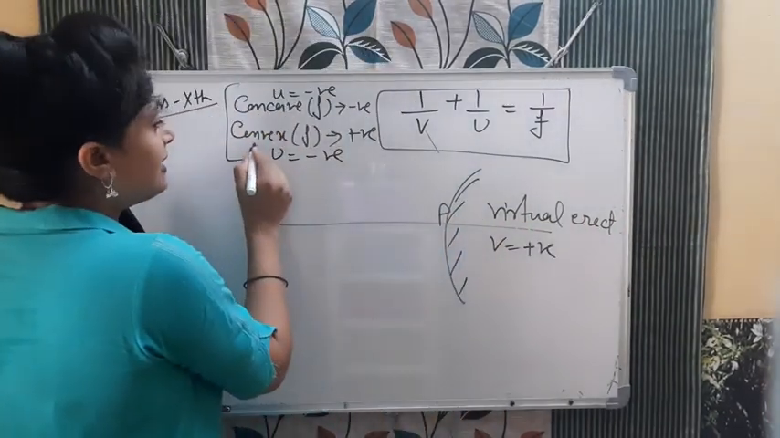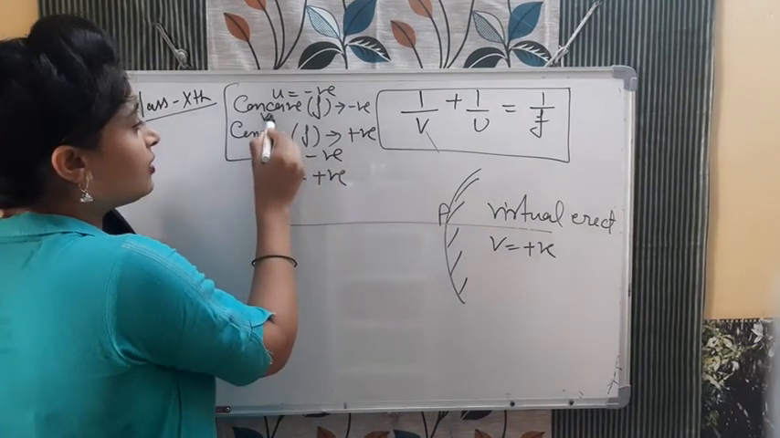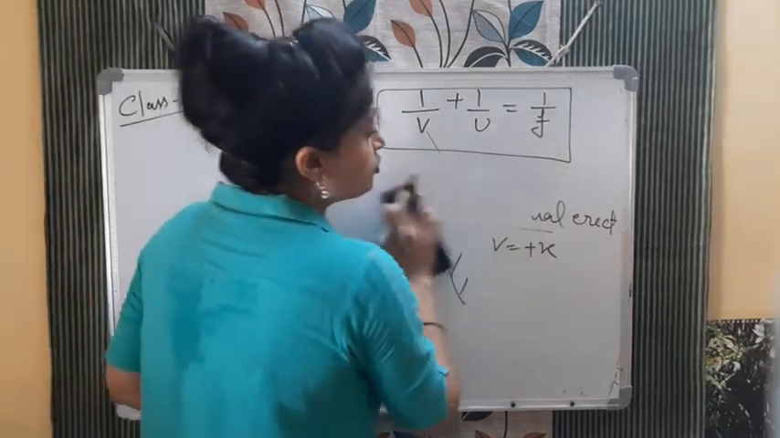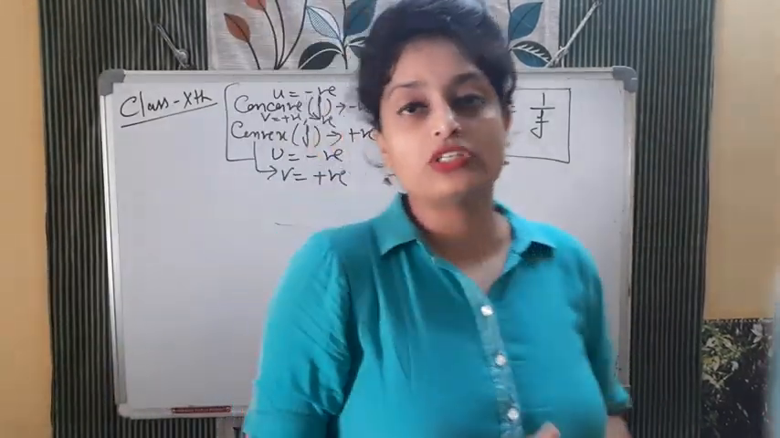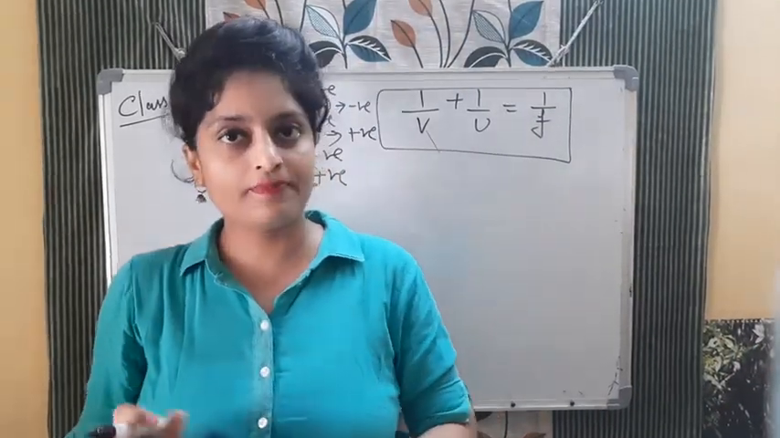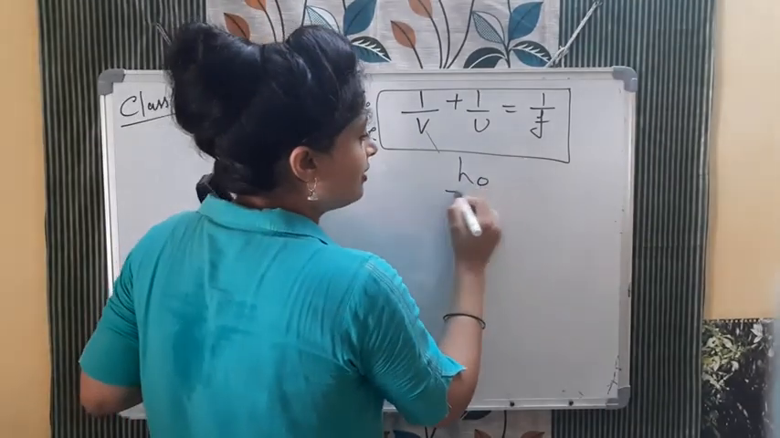So remember, in case of the convex mirror V is always positive, but in case of the concave mirror it is positive and negative both. It depends on the situation, and it is positive only in one case, when the object is between focus and pole. Okay, H2 and H1, or we can say HO, height of object, height of image.